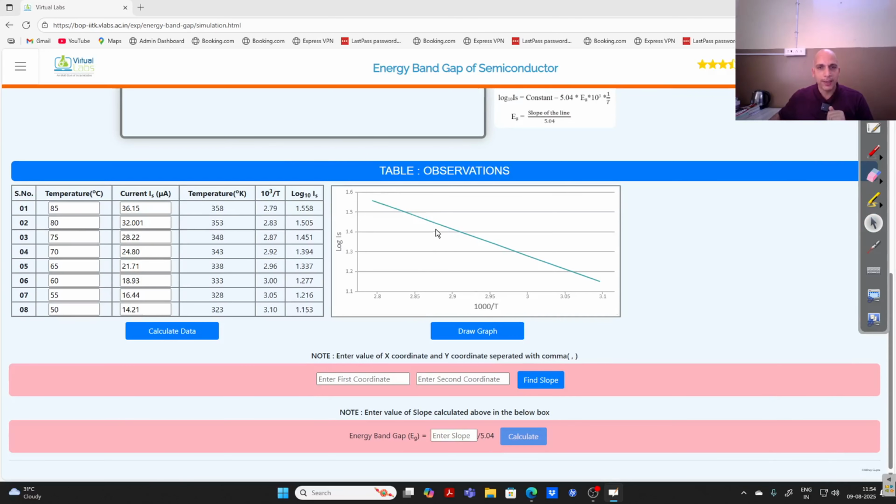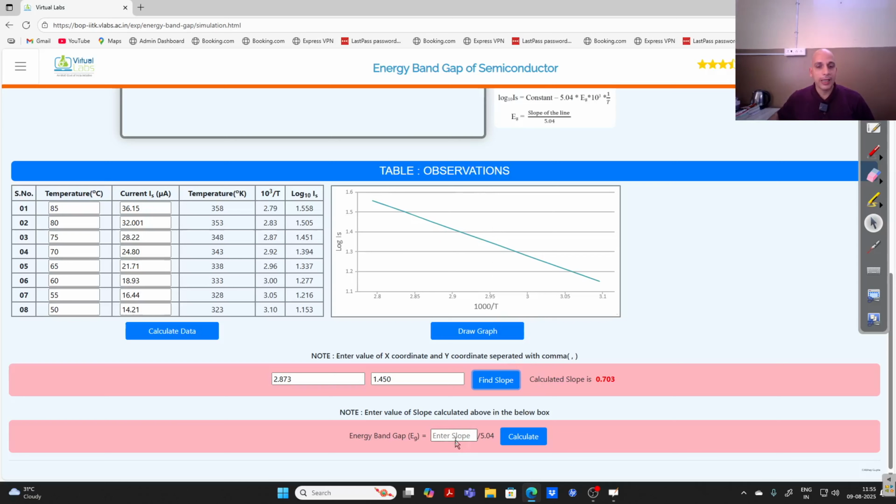When I take my cursor to any point, you can see the values of x and y. The x coordinate is 2.873. You have to take note of it. The y coordinate is 1.450, right? So you have to put these values here: 2.873 and the second, 1.450. Find slope. You are given the slope automatically.